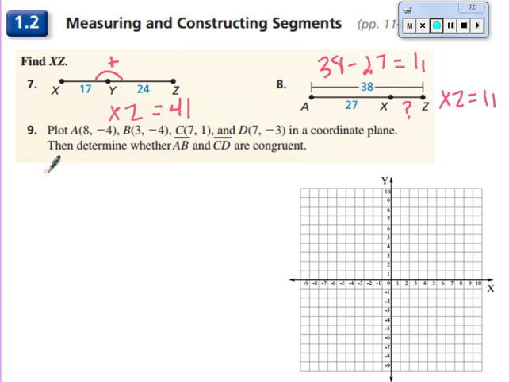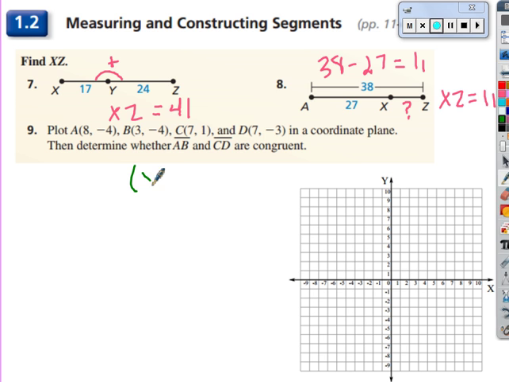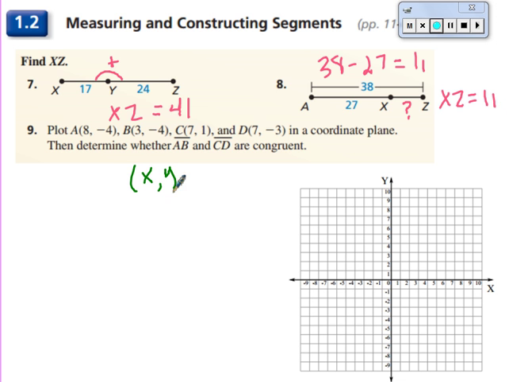Number 9, plot these 4 points in a coordinate plane, then determine whether segment AB and segment CD are congruent. So when you plot your points, remember that x comes first, then y, and label as you go. So the point A, I'm going to go over to 8 and down 4.